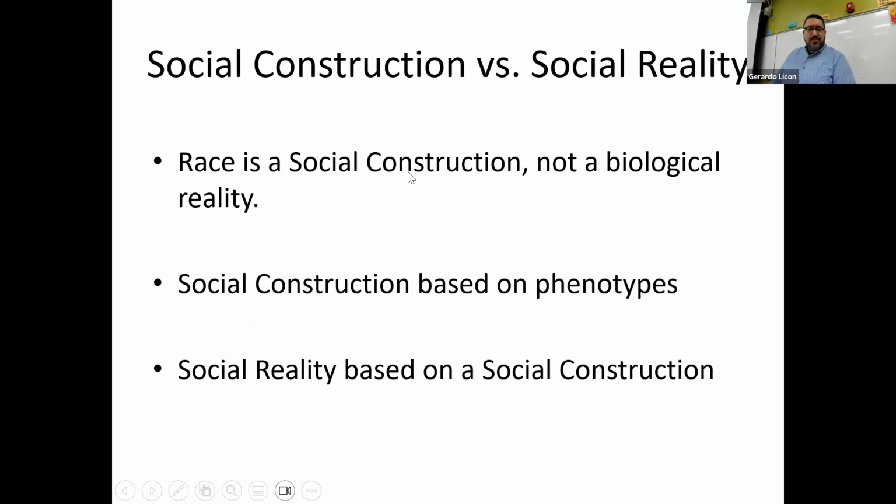So race is a social construction, not a biological reality. I already said that. It is a social construction based on phenotypes, based on people's appearance. But there is also a social reality based on that social construction. So that means that even though race is a social construct, it doesn't mean that it has not affected people's lives in very real ways, whether we're talking about the past or the present.